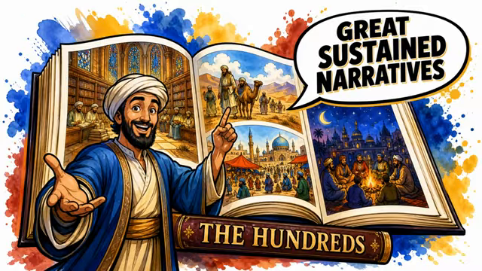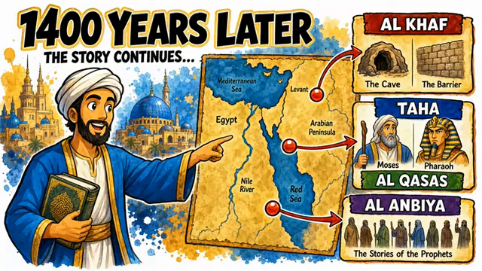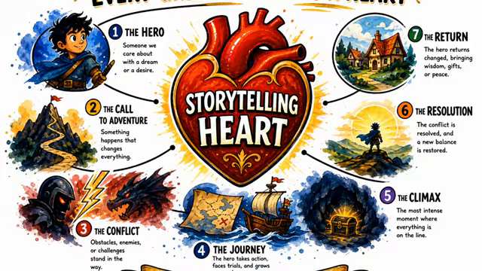Now look at what is actually sitting in this section, because there is a character to it. This is where the great sustained narratives live. The complete story of Yusuf, told from beginning to end in a single chapter, which the Quran itself calls the most beautiful of stories. The people of the cave, and Moses with the mysterious teacher, and Dhul Qarnayn and the barrier, all inside Al-Kahf. Moses and Pharaoh at length in Taha and in Al-Qasas. The gallery of prophets, one after another, in Al-Anbiya. This is the storytelling heart of the Quran.